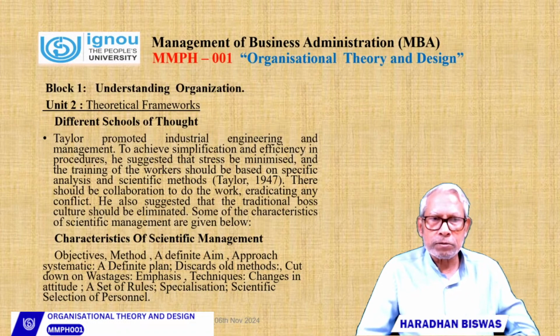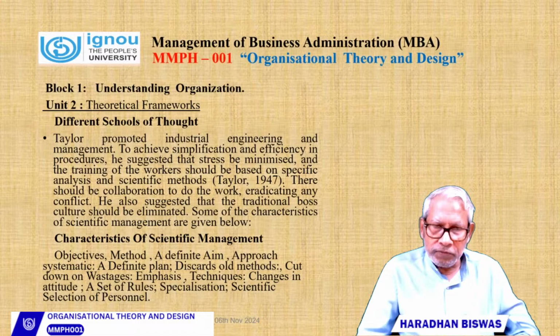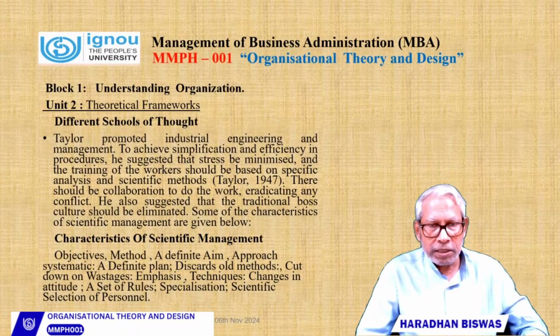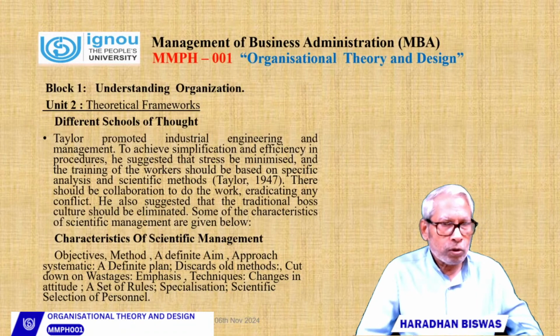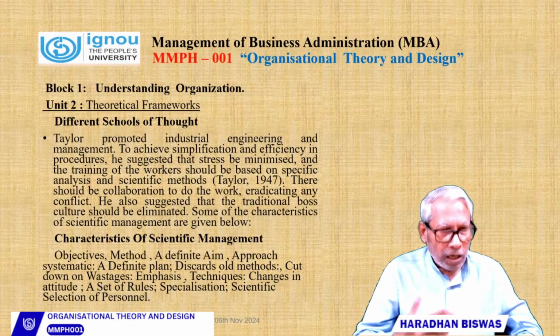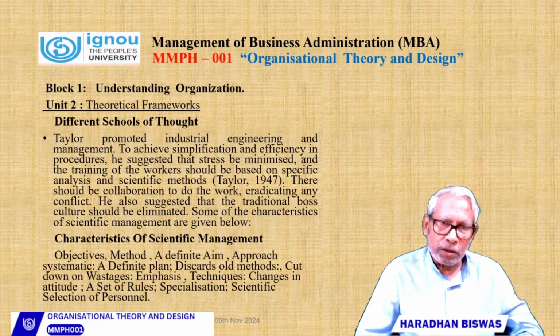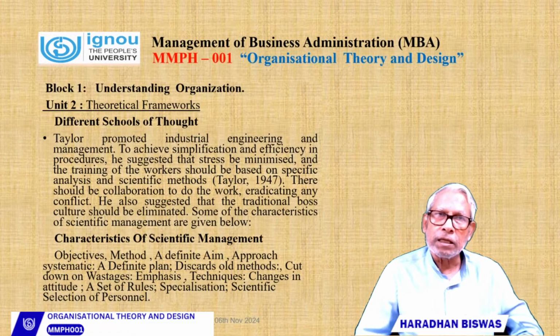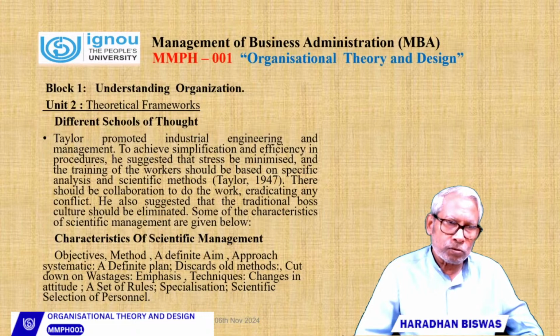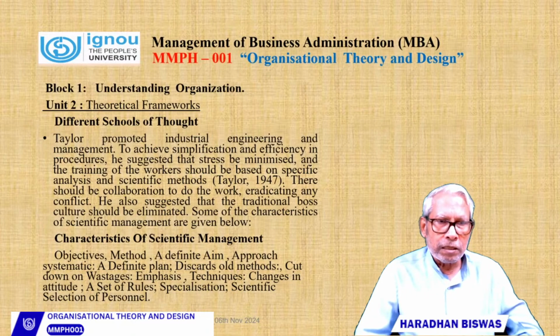One is the objectives and methods: define the aim and approaches of the systems. Plans should be there, a defined plan, a definite plan. Then you discard the method. Some of the things may be old, so how to remove them, how to implement a new one, cut down the wastage, then emphasize techniques, changes in the attitudes of the people, and basically set up rules.